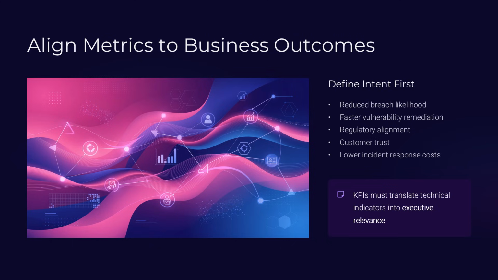Before defining metrics, you must define intent. What does DevSecOps success mean for your organization? Is it reduced breach likelihood, faster vulnerability remediation, improved regulatory alignment, increased customer trust, reduced incident response costs? Your KPIs must connect technical indicators to business impact. For example, reducing average vulnerability remediation time is not just a technical achievement. It reduces exposure window and lowers breach probability. Metrics must translate into executive relevance.